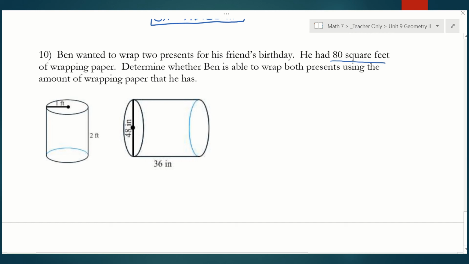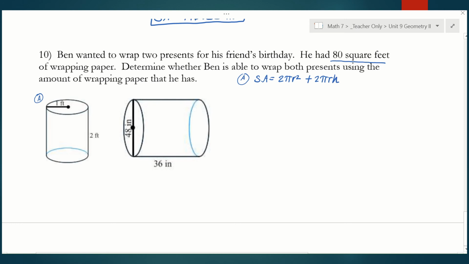So what we need to do is figure out the surface area of both of those cylinders, and then add them together and see if 80 is going to be enough. So let's go ahead and find the surface area of this one. I'll just call this A. Okay, so I'm going to show my work right here. So we're going to start with our formula, 2 pi r squared plus 2 pi r h.